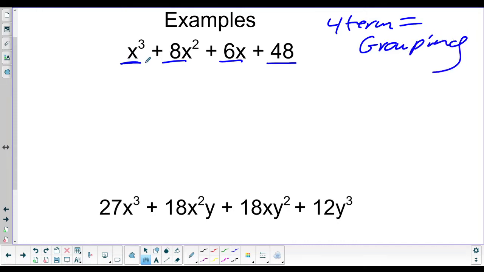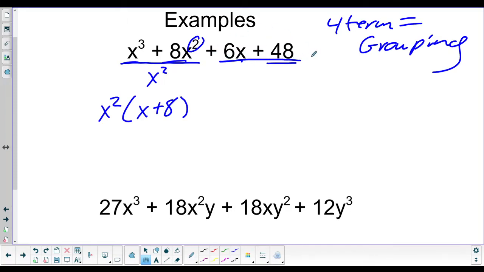So let's look at the first 2 terms. What do these have in common? Well, there's no numbers in common, but they both have x's. So we can take x to the 2nd power out. So we're going to have x squared in front, divide. We had 3 x's, we took 2 out, so there's an x left. We didn't do anything with the 8, so bring down your plus 8. There were 2 x's, we took 2 out, no more x's. Close the parenthesis.